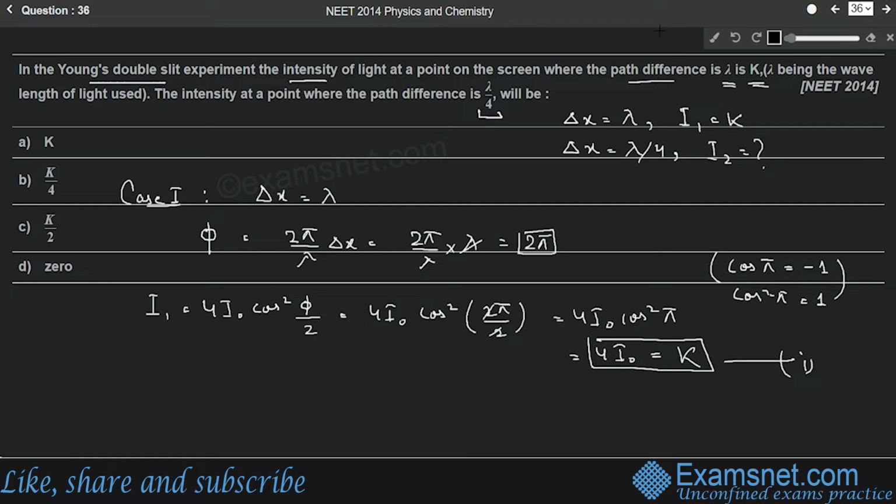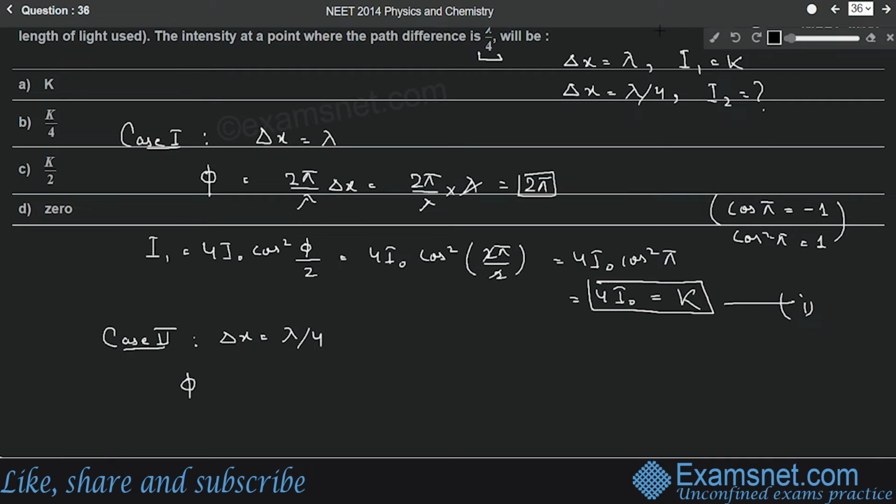Now let's come to the second case, case 2. In this case, the path difference is given as lambda by 4. So similarly, we'll find out the phase difference first. Phase difference is equal to 2 pi by lambda into path difference, that is lambda by 4. Lambda will be cancelled, 2 into 2 is 4, so pi by 2. In this case, the phase difference is pi by 2.